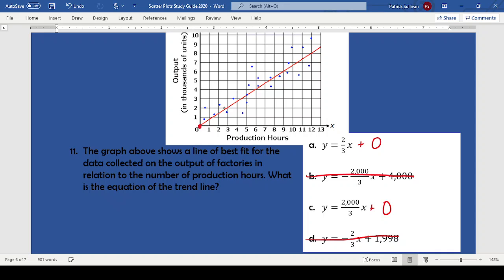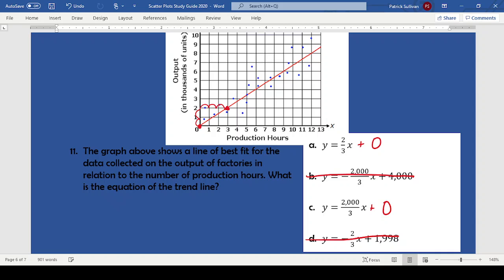It's very tempting to look at the graph and pick this point here and say to yourself, oh, well, up 1, up 2, and then over 1, 2, 3. So therefore it should be letter A. That's very tempting. But if we think about it in context of the problem, okay, we're not saying that every 3 hours, my x, or my x in the denominator, we're producing 2 units. No, we're producing 2,000 units.